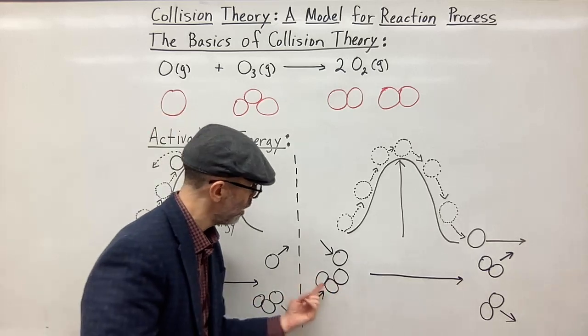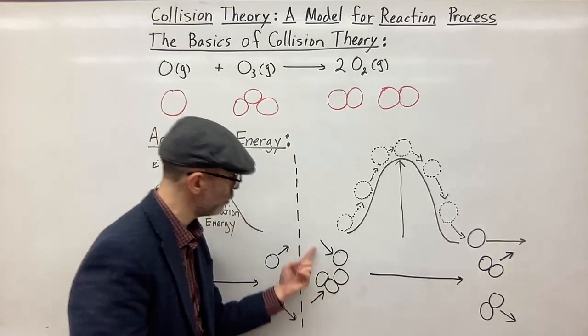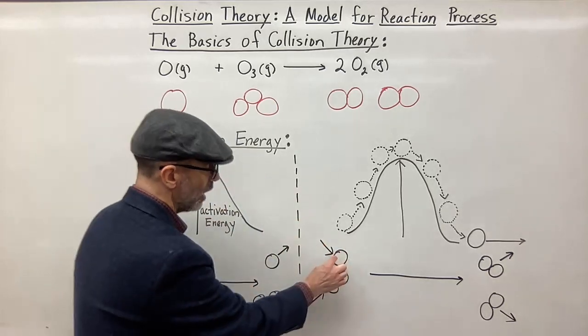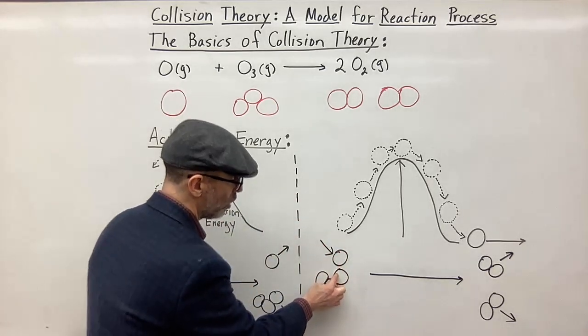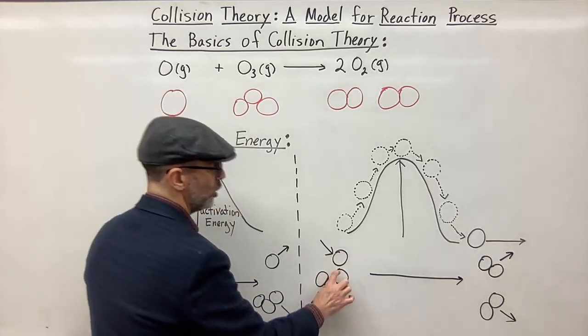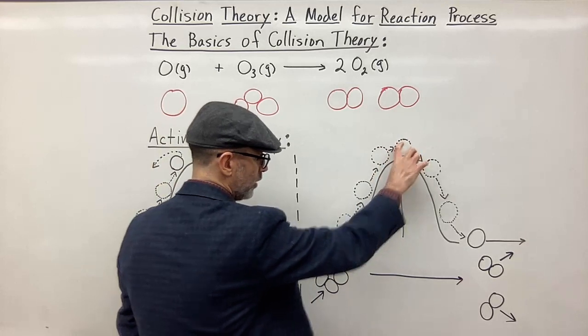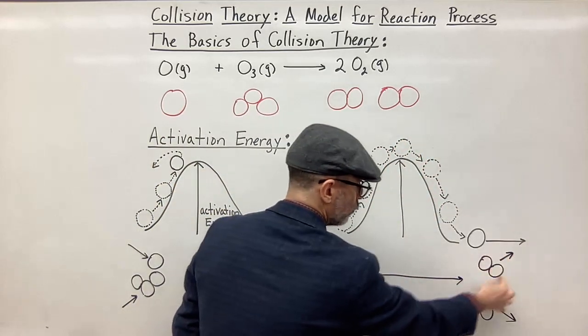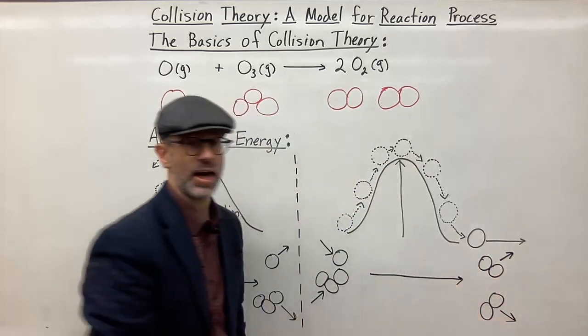So you have the ozone molecule here. You have the oxygen atom. They're colliding with each other. This bond can form now. This can form a bond. This will break the bond. You'll get the activated complex. And then it'll keep going until now you've got the two molecules of oxygen formed.